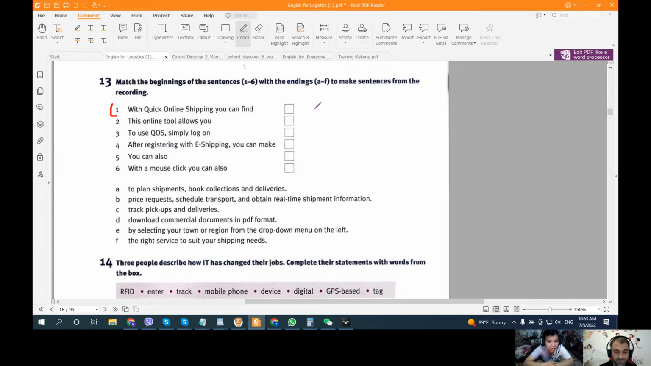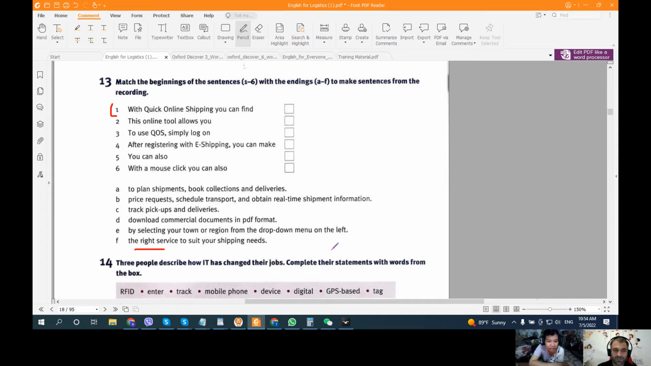Yes, next one. Can you do the next one, please? This online tool allows you to download commercial documents in PDF format. Okay. Number 3. To use QoS, simply log on. To plan shipment, book collection and delivery, log on to the right service to suit your shipping needs. Okay, shipping needs. Okay, next one.